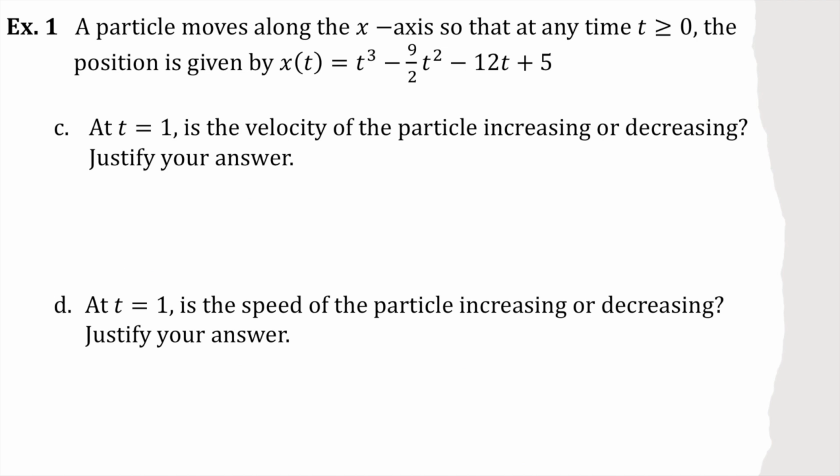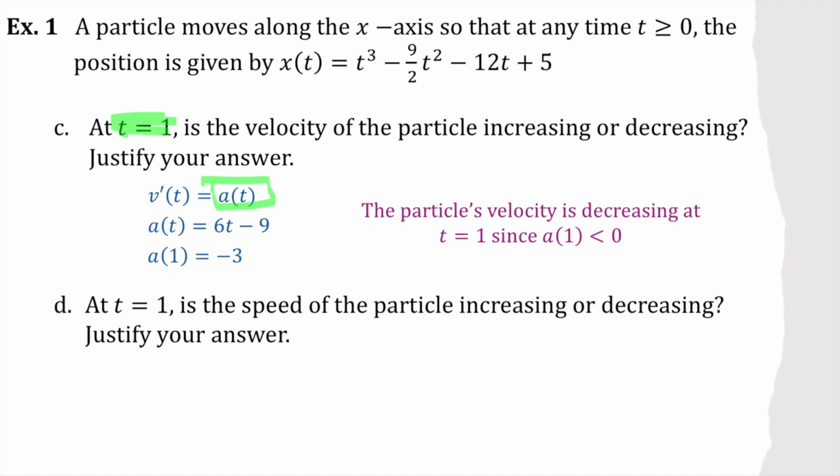Part C, at t equals 1, is the velocity of the particle increasing or decreasing? So now we're talking about the rate of the velocity. If it's the rate of the velocity, that means it's the derivative of velocity, or acceleration, which is 6t minus 9, and we're curious about t equals 1. So a of 1 is negative 3. Therefore, the particle's velocity is decreasing at t equals 1 because a of 1 is negative.